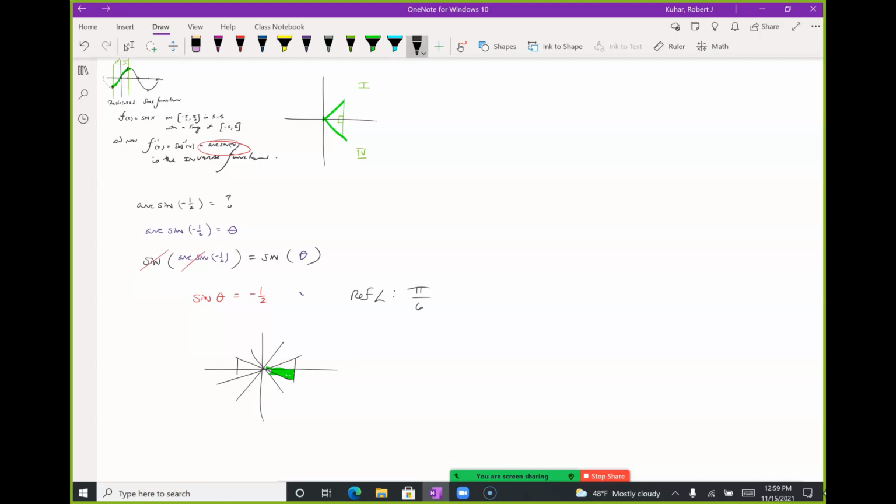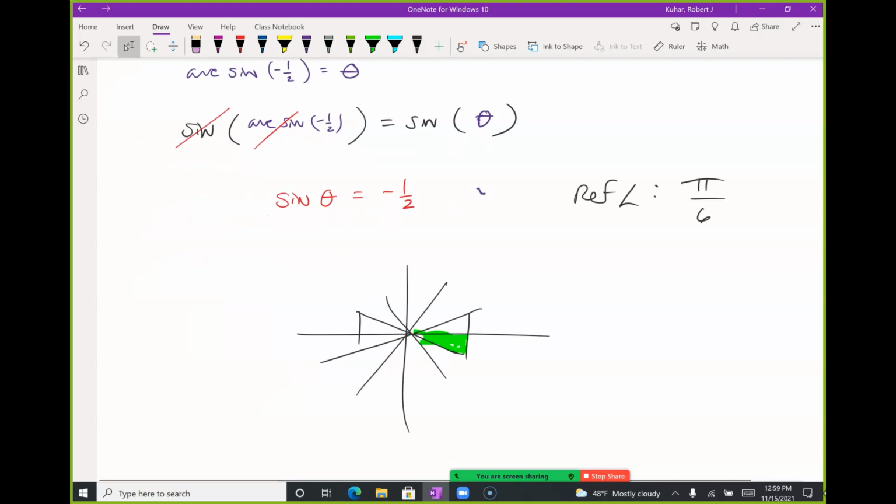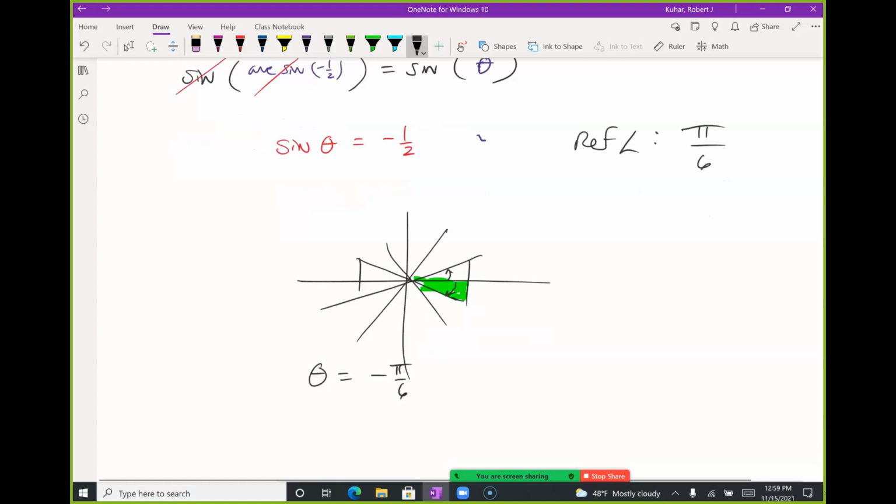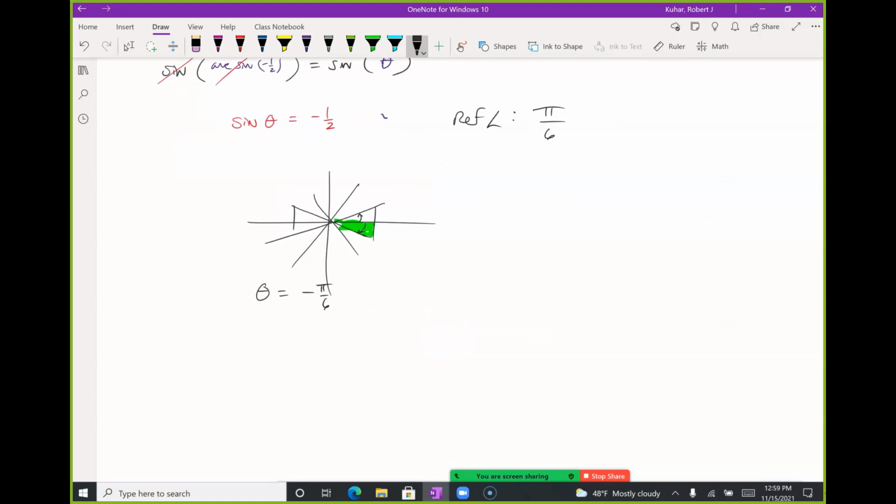So my answer is now what? Good, minus pi over 6. You might think I can go to 11 pi over 6, but 11 pi over 6 is happening over here, and I have to be in quadrant 1 or 4. So I cannot be in quadrant 4 all the way to the right. I've restricted my domain.